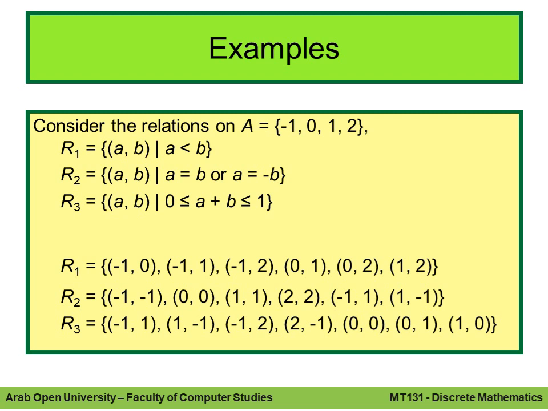R3 contains all the ordered pairs where the sum of A and B is larger than or equal to 0 and less than or equal to 1. This would include the ordered pairs (-1, 1), (1, -1), (2, -2), (0, 0), (0, 1), and (1, 0). These are all the ordered pairs that satisfy the given condition.